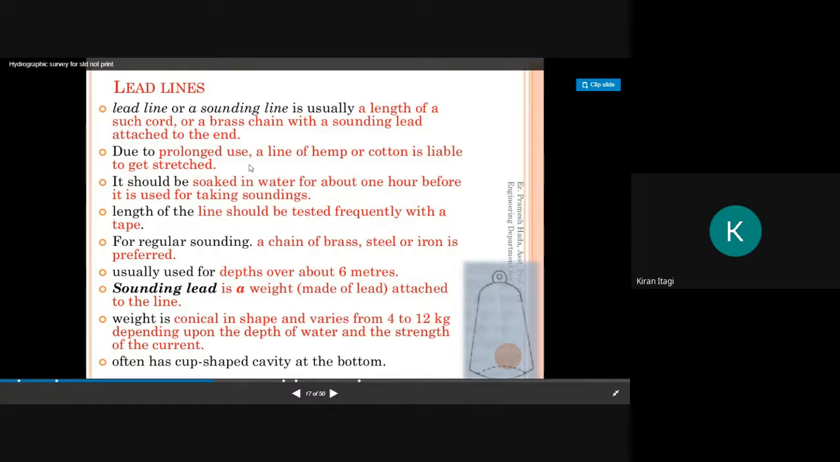Due to prolonged use, a line of hemp or cotton is able to stretch. Why are we not using the other material? Because it will be stretched, so we are using some heavy materials. It should be soaked in water for about 1 hour before it is used for sounding. The length of the line should be tested frequently, as you check your tape chain length, so it should be checked regularly. For regular sounding, a chain of brass, steel or iron is preferred, usually used for depth over 6 meters. If the depth is up to 6 meter, we'll go for lead line.